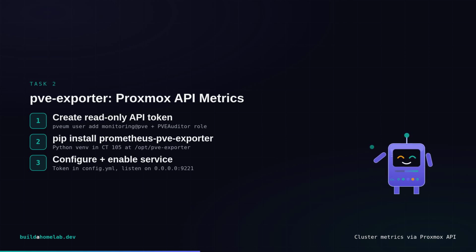Install pve-exporter into a Python venv in CT105. Drop the token into a 600 permission config file and create the system service. Verify it responds at port 9221 with a curl that returns pve_metrics.